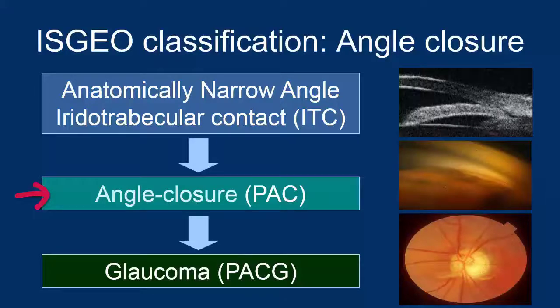But the definition of primary angle closure includes no optic disc damage. And then finally, primary angle closure glaucoma, where again there is evidence of either permanent or reversible appositional angle closure together with glaucomatous optic neuropathy.